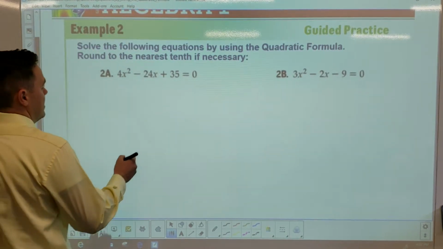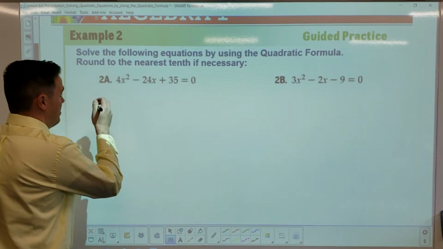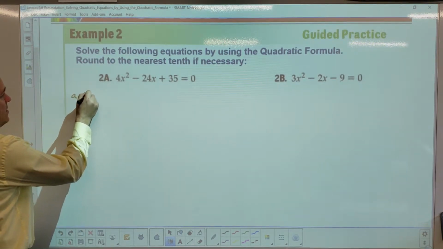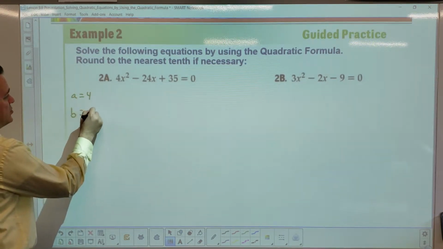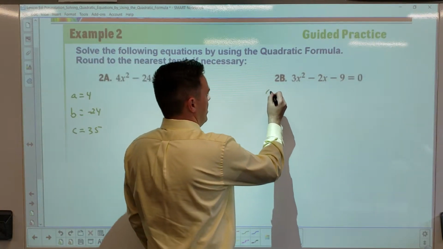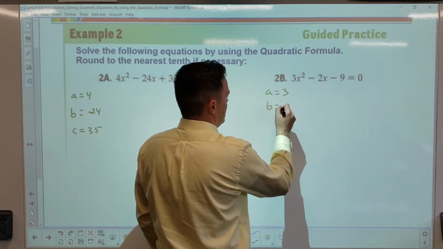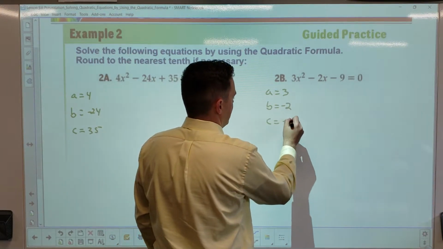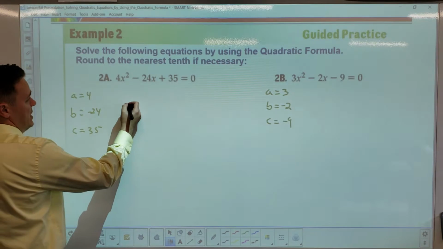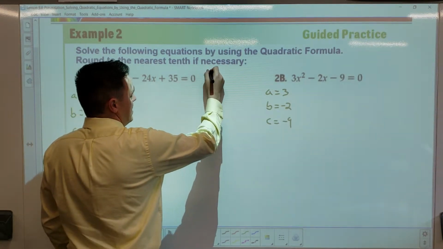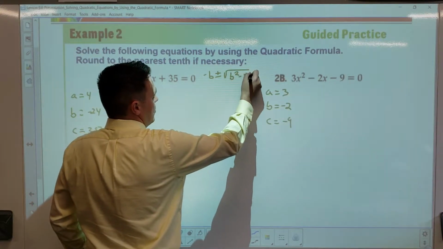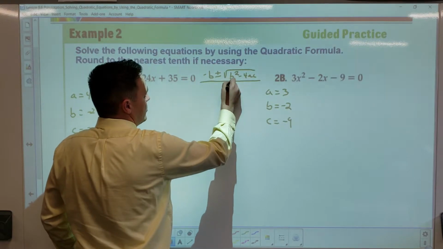All right, same thing, guys. With this one here, your setup would be A equals 4, B is negative 24, and C is 35. Okay, this one over here, A is 3, B is negative 2, C is negative 9. All right, then when you're set up on this side over here, remember it is negative b plus or minus the square root of b squared minus 4ac all over 2a.